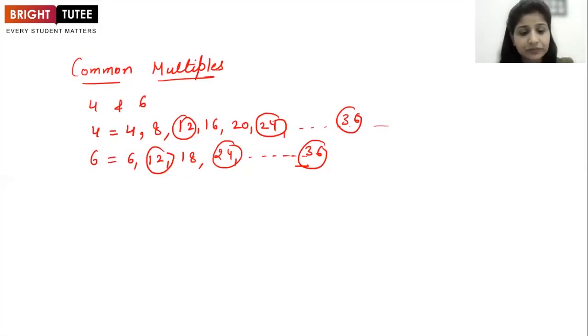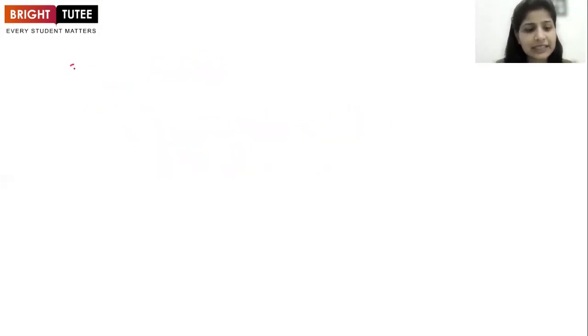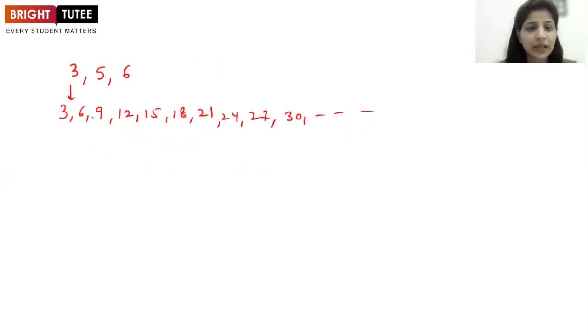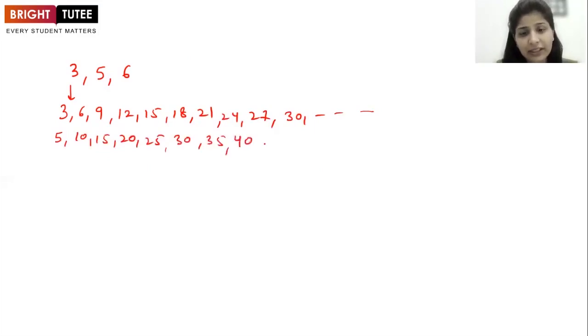Right? Okay. So now let's write some common multiples of, let's take three numbers. Let us take the numbers as 3, 5 and 6. The multiples of 3 would be 3, 6, 9, 12, 15, 18, 21, 24, 27, then 30, like this. Multiples of 5 will be 5, 10, 15, 20, 25, 30, 35, then 40, like this.